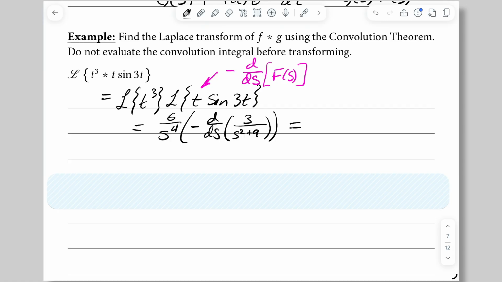After differentiating and simplifying, you'll find that this is 36 divided by s cubed times the quantity s squared plus 9 squared. I encourage you to get to that point on your own as well.